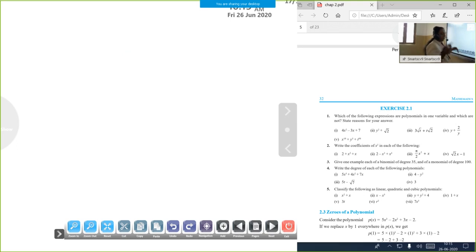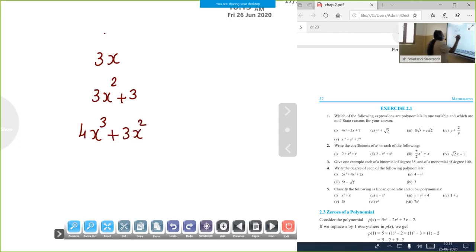So you know what the degree of a polynomial is? Then next one. See, 3x square. I just write one example here, then I will explain to you. 4x cube plus 3x square plus 6. Here, I just write 3 examples, 1, 2, 3. What is the degree of the first question? Here, degree equal to 1.